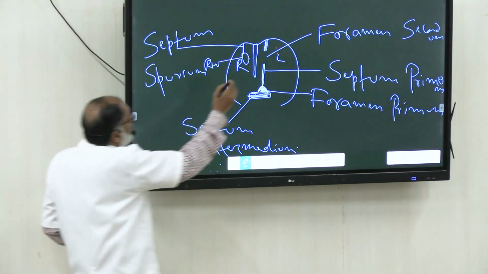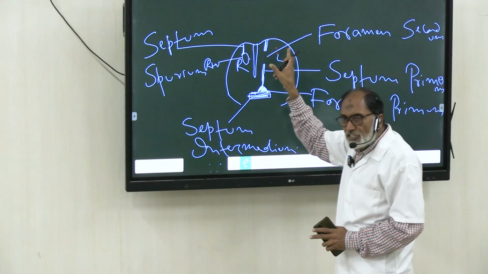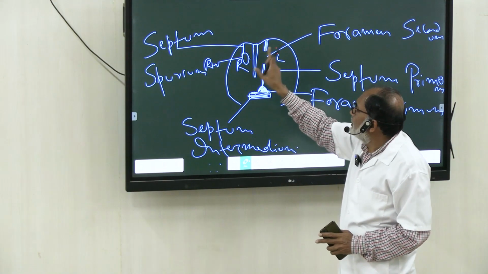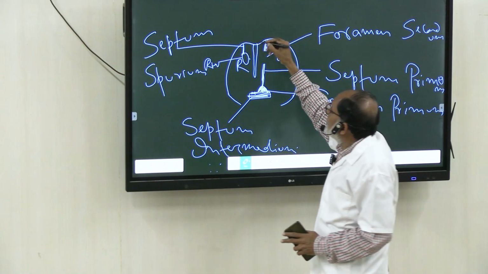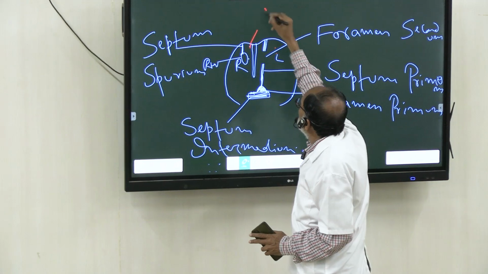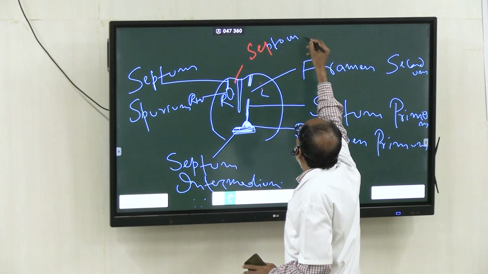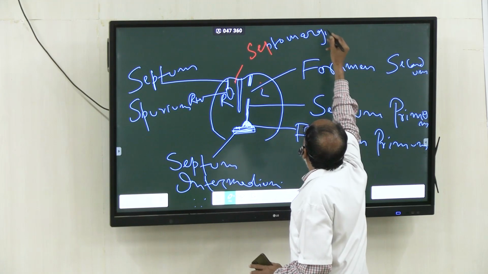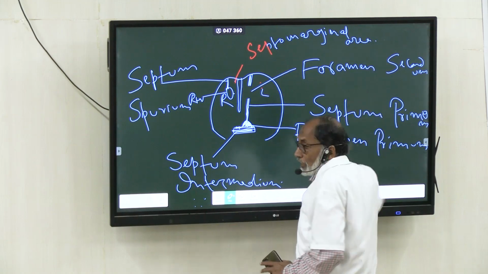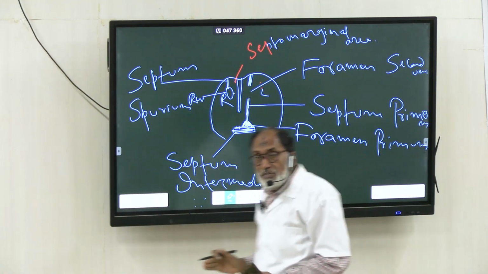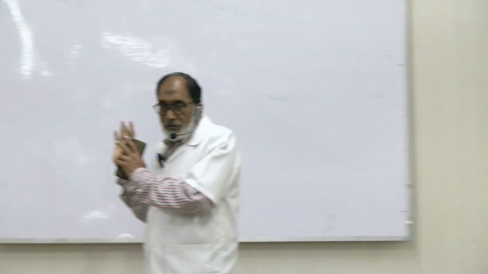And this area between the septum primum and septum secundum is known as the septomarginal area. Now this septum secundum is developing from the septomarginal area. Right?